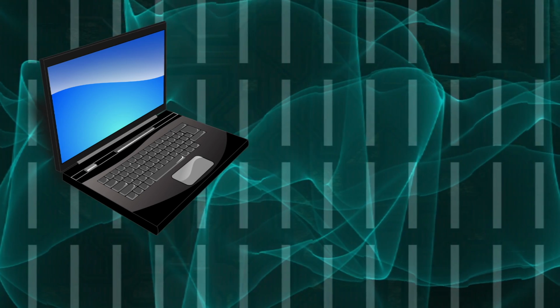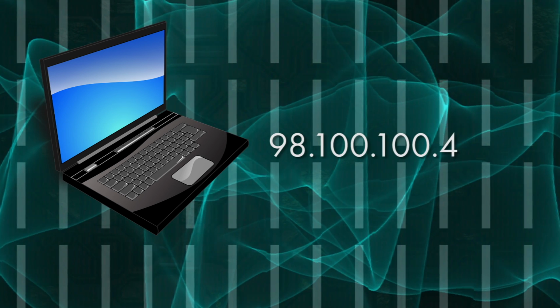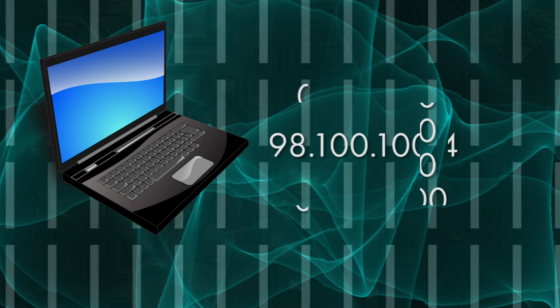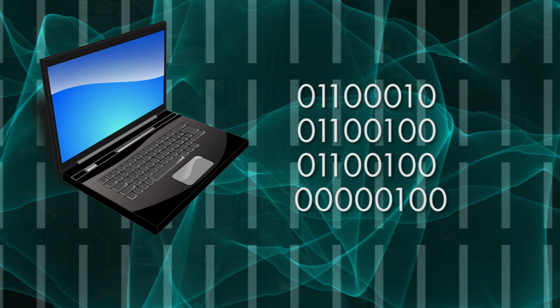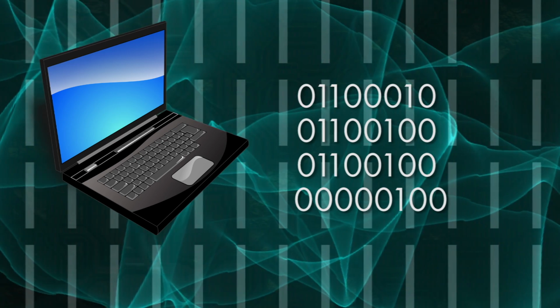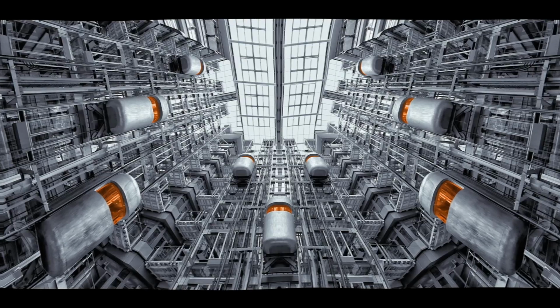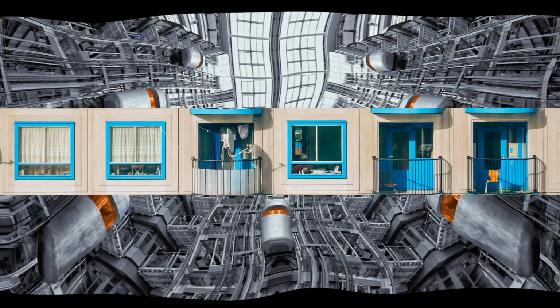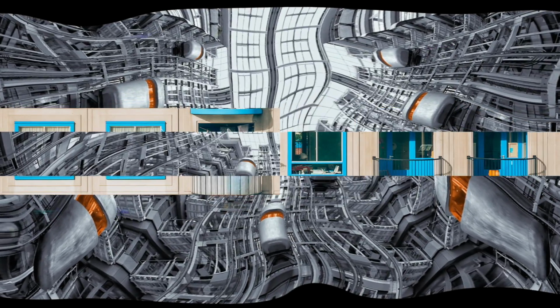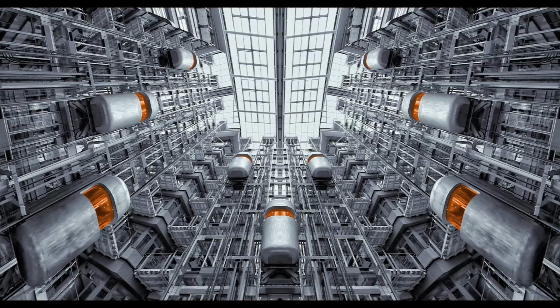Because my machine's IP address is 98.100.100.4, in binary, it looks like this. The subnet mask is also another 32-bit binary number, but its use is different. Think of the subnet as being the apartment number on our virtual apartment building. The subnet mask helps figure out the right number.